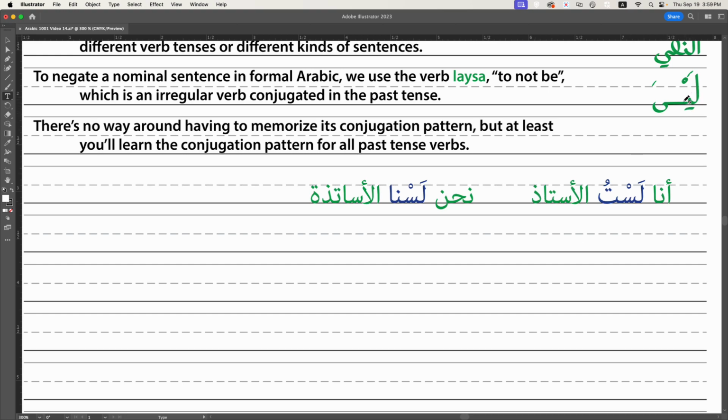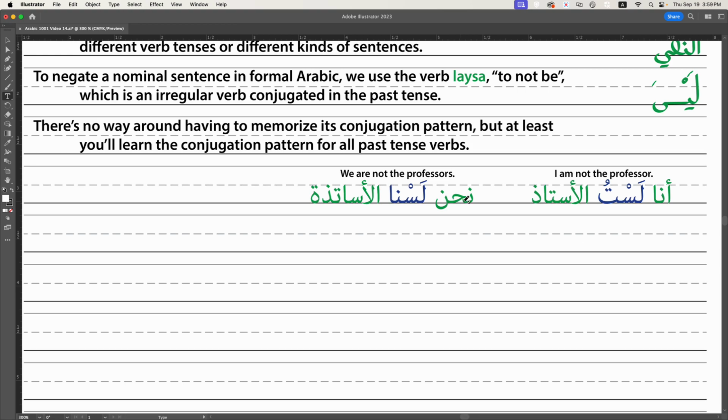Because laysa's root is lam, ya, sin, and when waw or ya are root letters, funny things happen. Here the ya just entirely disappears. So this is common when waw or ya is the middle letter of the root. So lestu is I am not, al-ustad. So ana lestu al-ustad. I am, in fact, the professor, but that's the sentence I'm giving you here. So I am not the professor.